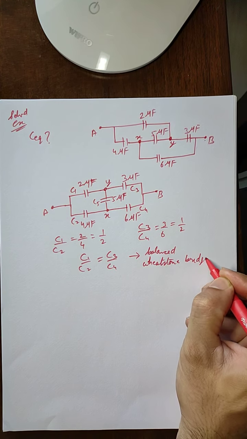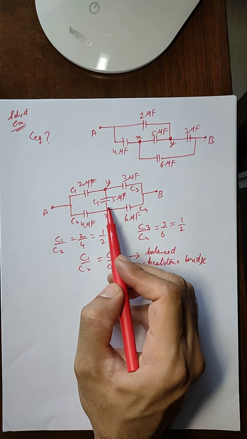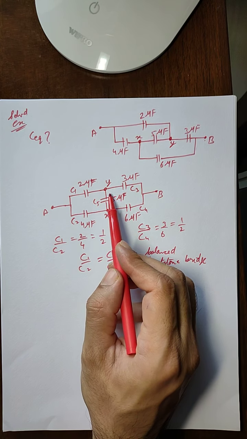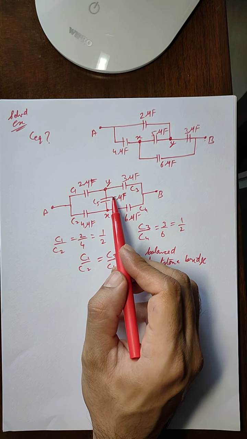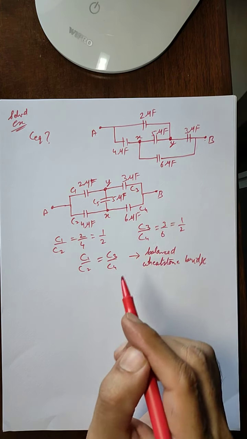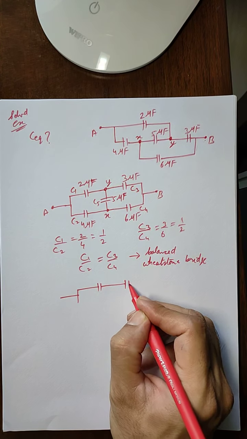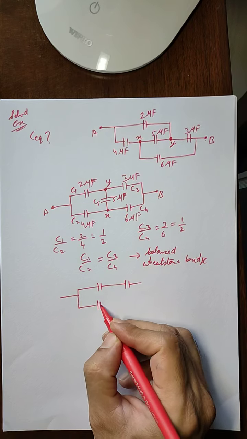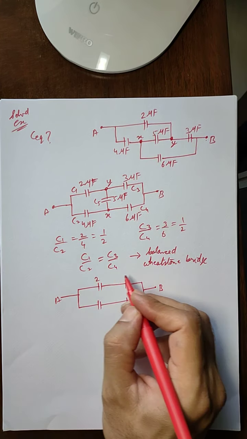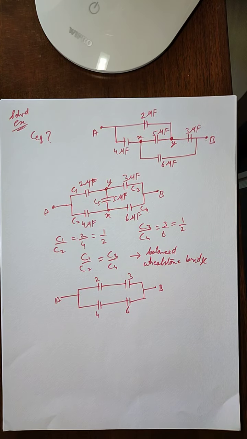And in the condition of a balanced Wheatstone bridge, we know that the potential difference across the middle capacitor is 0. So there will be no charge deposited on this capacitor C5 and hence it will have no contribution in the circuit. So we can remove the capacitor C5 and redraw the circuit. So now our circuit will look like this, after removing C5 between terminals A and B, our circuit will look like this.